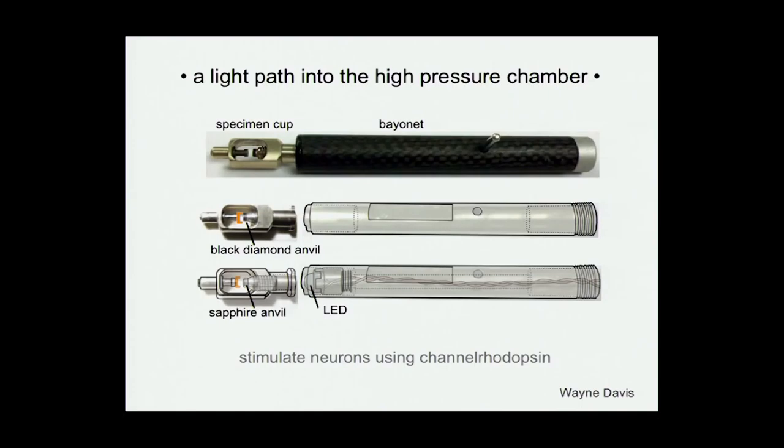So what we did was, here's this little cup that holds the neurons. There's a black diamond anvil here, and the pressure comes here and slams that against that black diamond anvil and creates 2,000 atmospheres. Liquid nitrogen flows around on either side to freeze the sample. So what we did was we replaced that black anvil with a sapphire anvil. We then drilled out that mounting screw, and we drilled out the bayonet so that we had an LED right at this point, and now we have a light path to the sample.